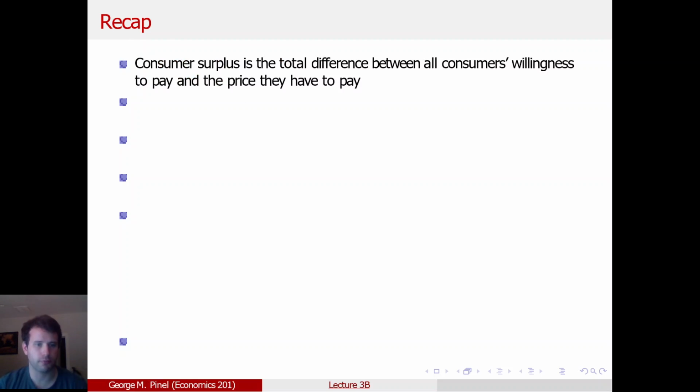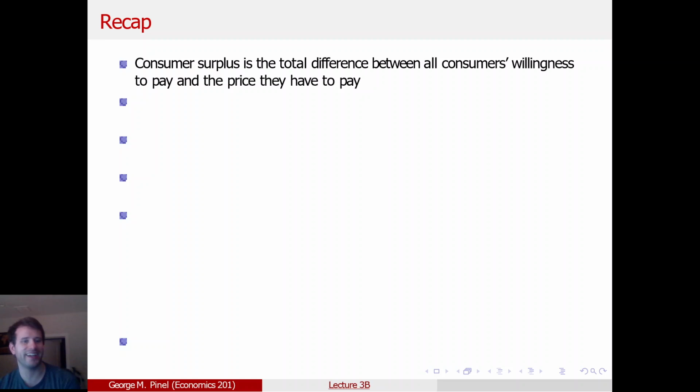All right, so just to recall, consumer surplus is the total difference between all consumers' willingness to pay and the price they have to pay. So for every consumer and every good that was bought, the consumer has a certain willingness to pay, and they pay a certain price. And if you add up every one of those willingness to pays minus price paid, for each good that was bought, you have the total consumer surplus in the market.